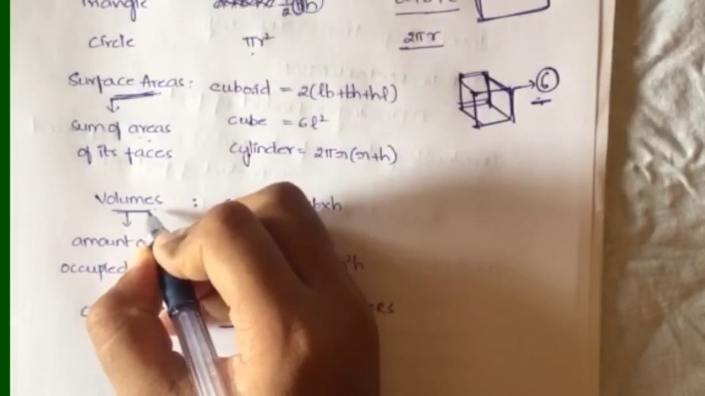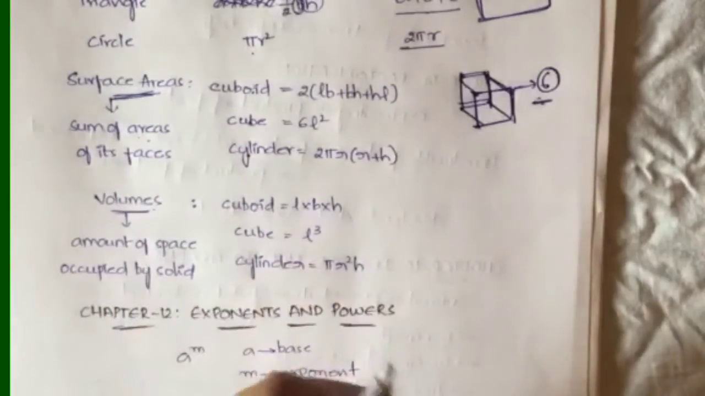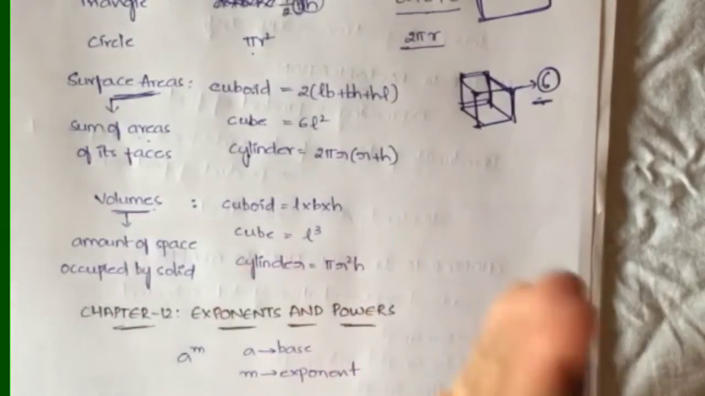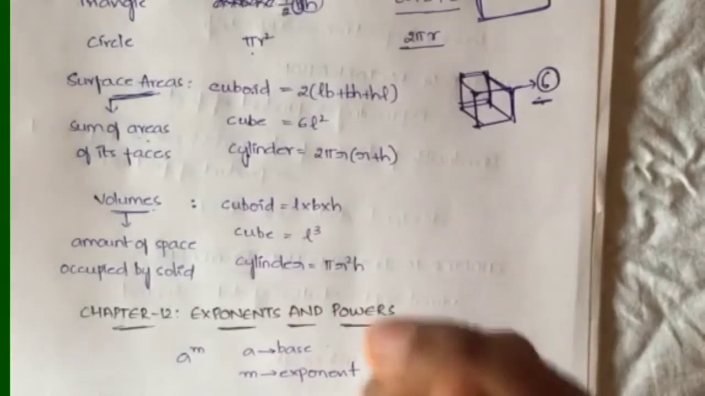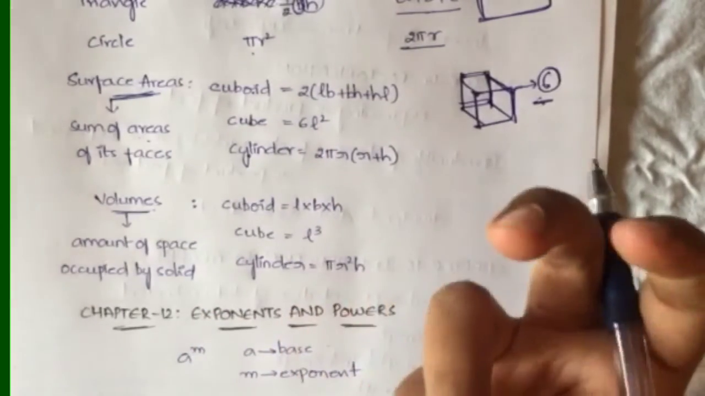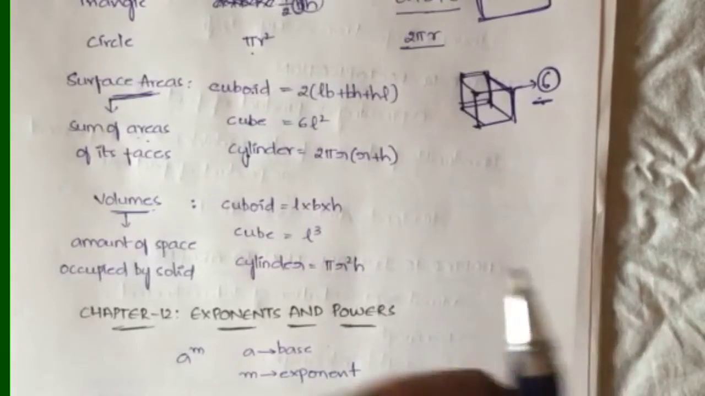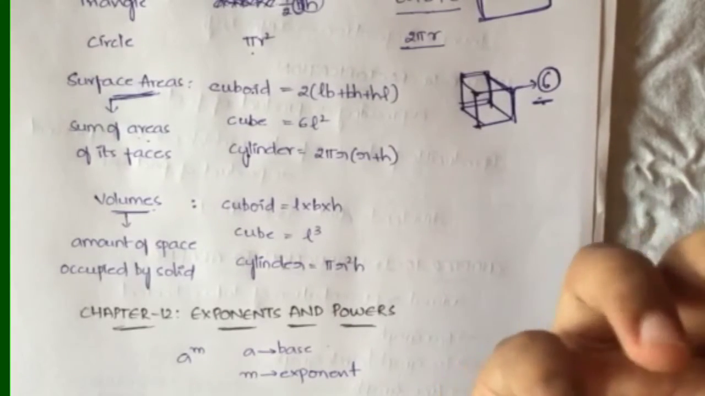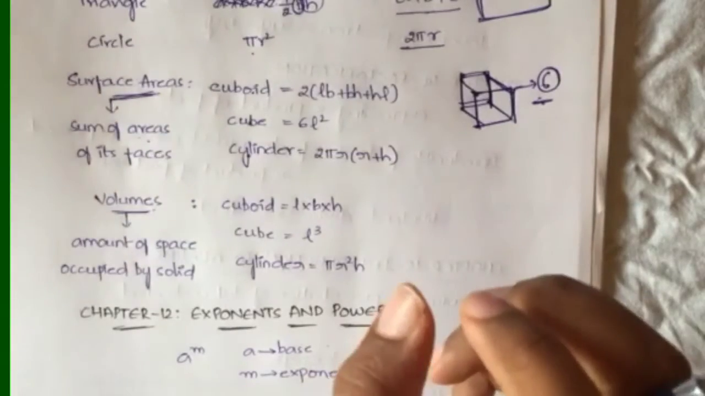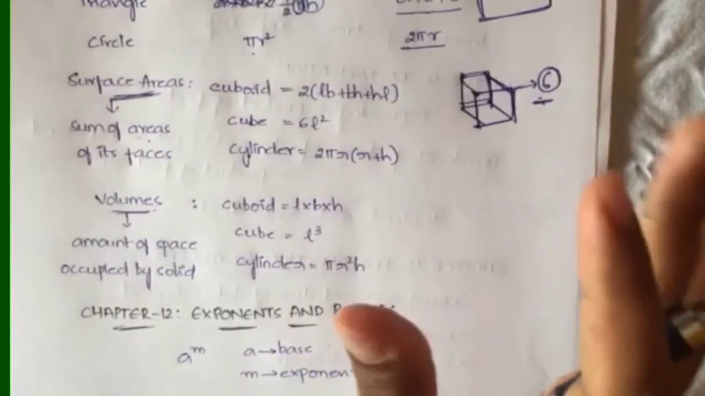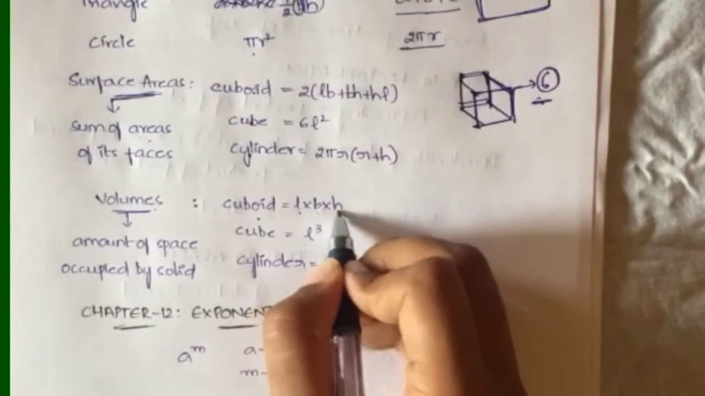The next comes volumes. Volume is the amount of space occupied by the solid. Suppose in general you are filling a bucket with water. Then what will be the volume of the bucket? The amount of water it is occupying is the volume. So in the same way, volume is nothing but the amount of space it is occupying. Clear? So for cuboid it is L into B into H.